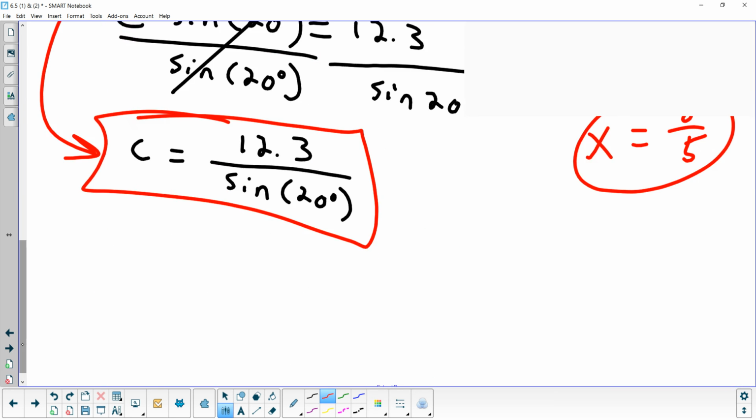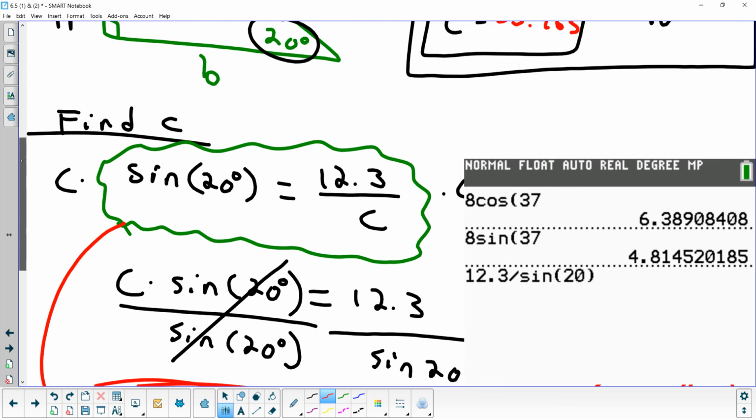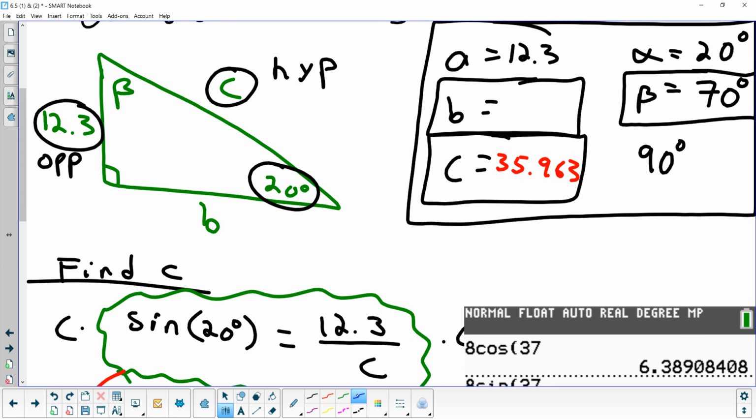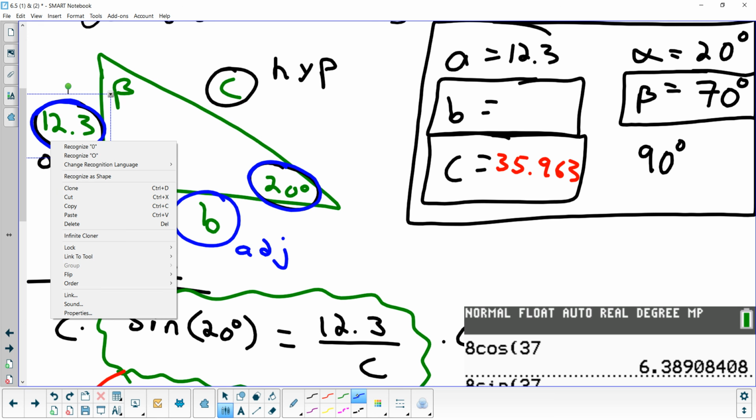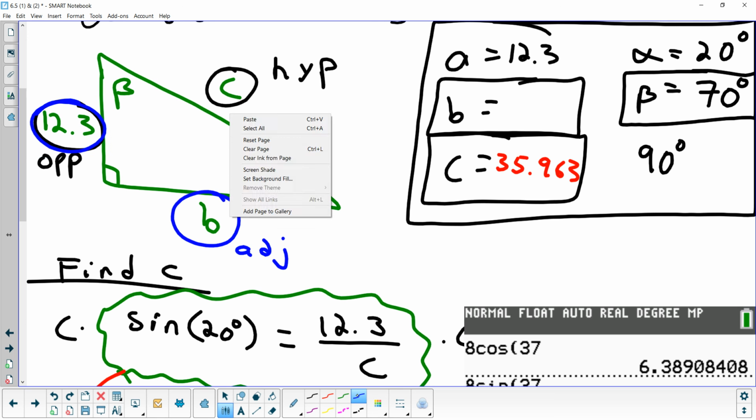Let's see what it is. Find B. I'm going to go back to my diagram, and I'm just going to again focus on what was given. That, and that. We haven't labeled B yet. That's the adjacent. So now we're trying to find adjacent, and we're going to use the opposite because it was given. Don't use the hypotenuse.